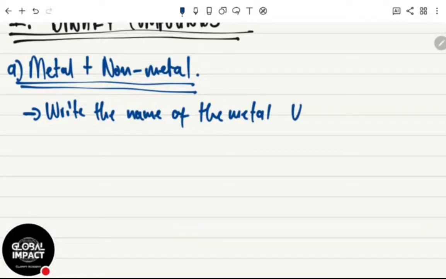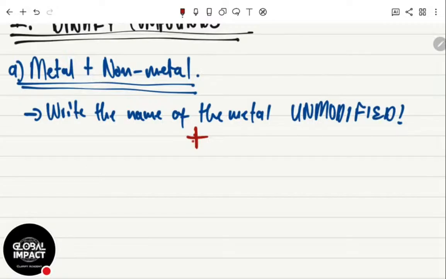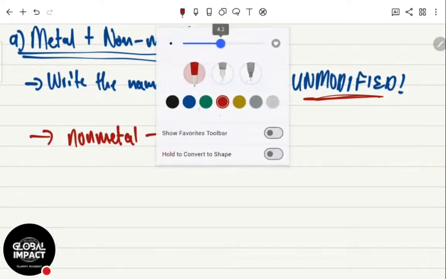So metal, unmodified, as it is. We are going to write the name of the metal as it is, plus the non-metal. When you write the non-metal, it should end with ide. You remove the end and you make it end with ide. So we will write the metal unmodified. The non-metal should end with ide. That's what we're going to do.